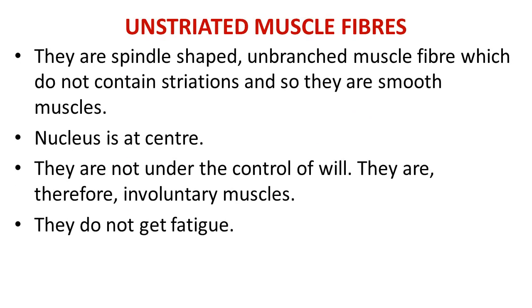Next are unstriated muscles, which do not have any stripes or striations. They are referred to as spindle shaped muscles, and are also called smooth muscles, because they don't have any striations. The nucleus is present but it is at the center, and these muscles do not work according to our will, so they are called involuntary muscles, and these muscles never get fatigued.